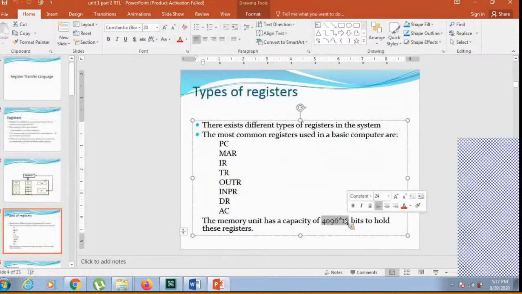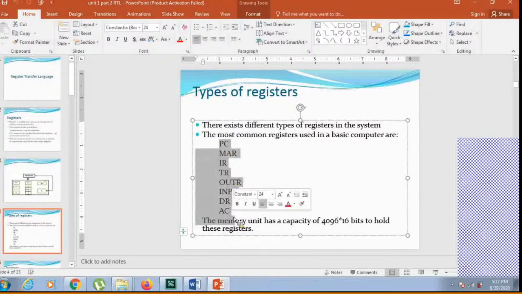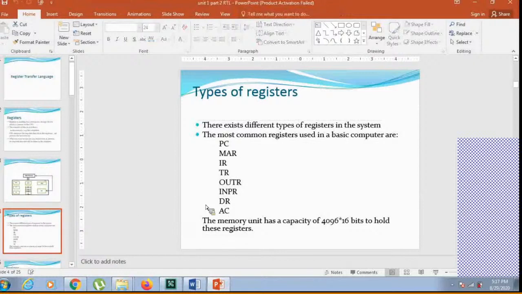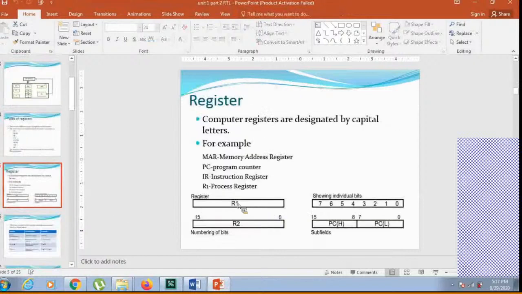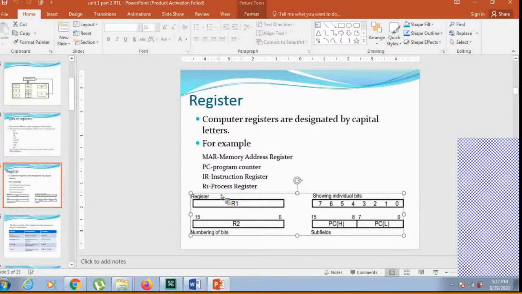And one more thing I forgot. You can name the registers not only using capital letters, but sometimes a combination of letters as well as numbers. You can also give the register name as R1, R2, Rn, R7. Like that, a combination of letters and numbers is also used to name the register. Diagrammatically, you represent the register with a rectangular box, and if you want to specify the size of the register, you can mention the range above the rectangular box. Next is the register transfer language.